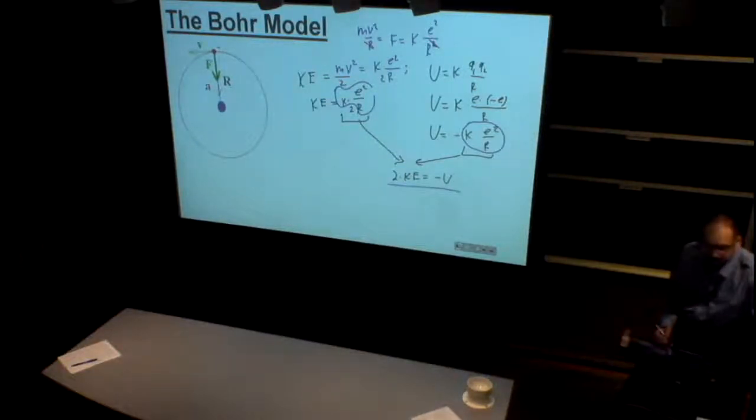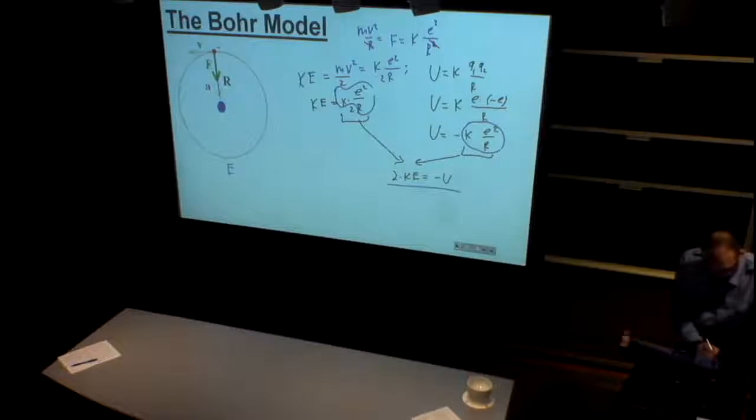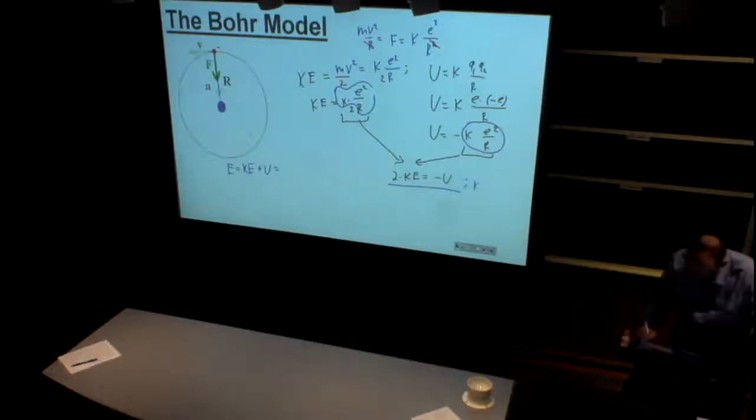Why do I need it? Because eventually I want to calculate the total energy of the atom. And total energy, as we know, is equal to what? It equals kinetic energy plus potential energy. So kinetic energy is equal to negative 1/2 of potential. So negative 1/2 of potential plus potential.